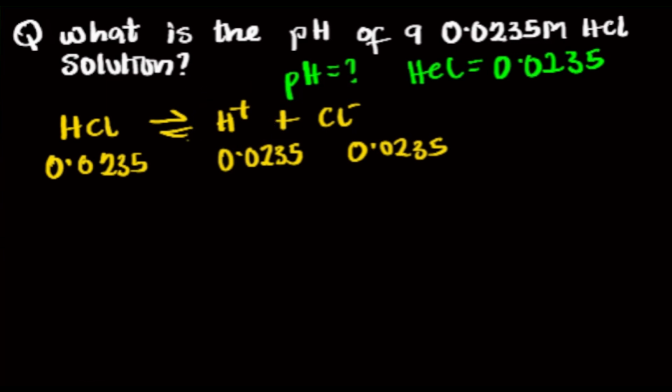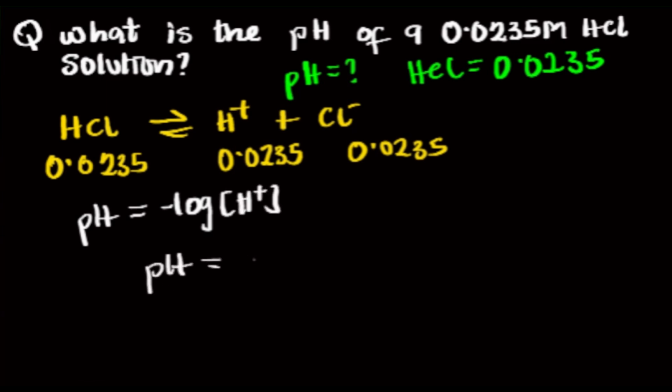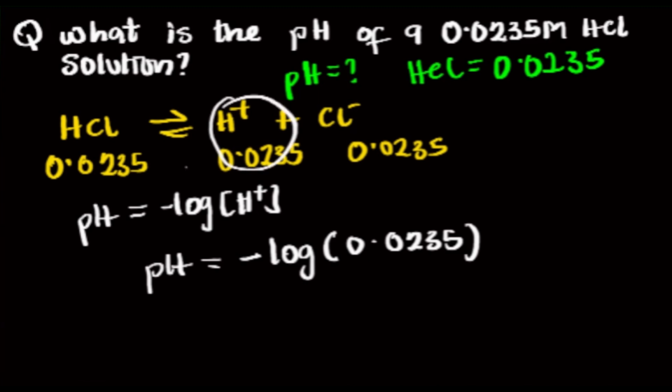Now from there you can recall the pH of the solution is given as the negative logarithm of the hydrogen ion concentration. So pH is going to be equal to negative logarithm of 0.0235, because in this case it is this one that we are going to make use of, not the chlorine ion or this hydrochloric acid. So from here, pH equals what?